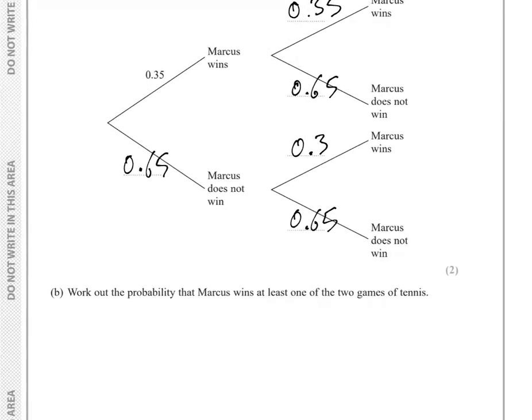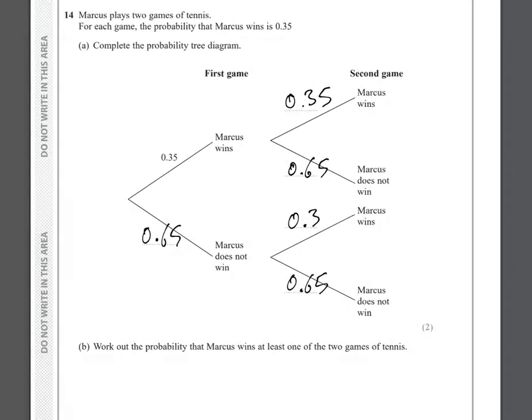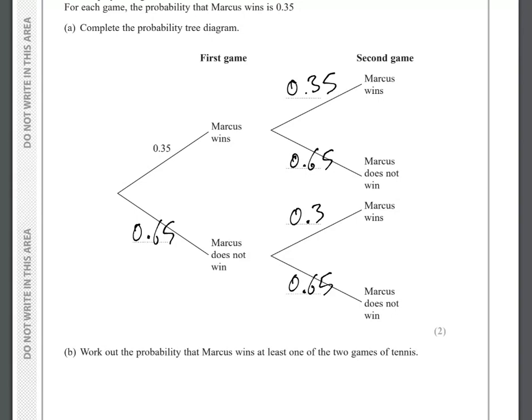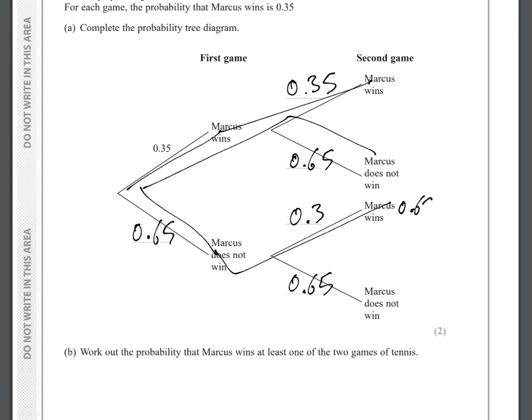Work out the probability that Marcus wins at least one of the 2 games. So he wins, he wins at least one. He wins and he loses, he wins at least one. Doesn't win and then has to win. So we want all these paths. So this is 0.3 times 0.3, 0.3 times 0.7, 0.7 times 0.3, and 0.7 times 0.7.